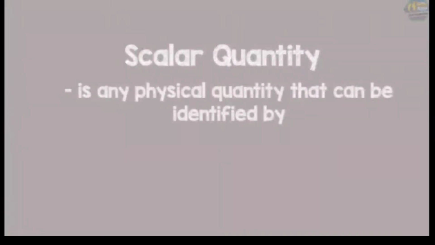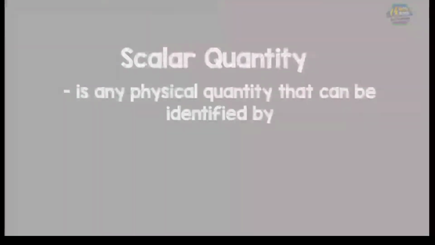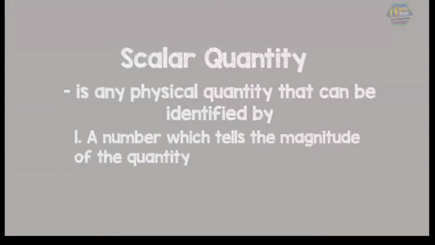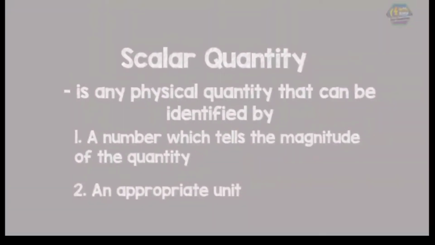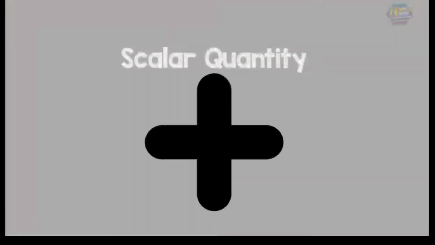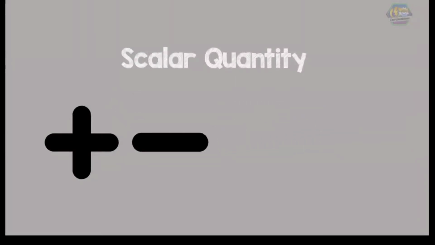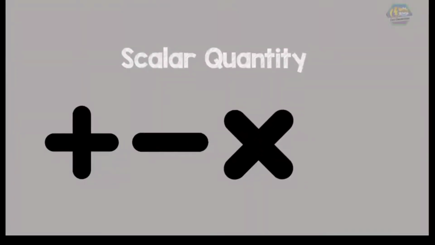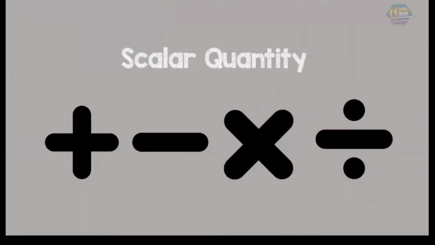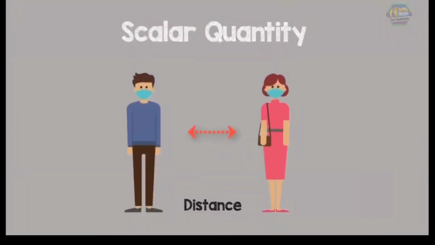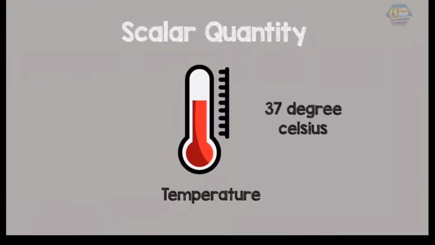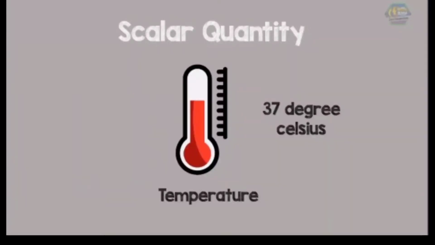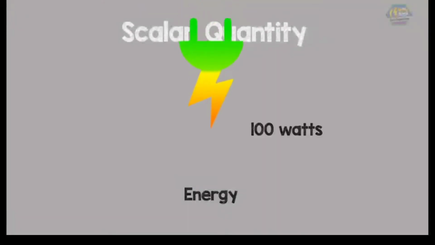A scalar quantity is any physical quantity that can be identified by number 1, a number which tells the magnitude of the quantity, and number 2, an appropriate unit. Scalar quantities can be added, subtracted, multiplied and divided by common algebraic rules. Examples are the 2-meter distance between a girl and a boy, 50 kg mass, 37 degrees centigrade temperature of any object, energy and many more.